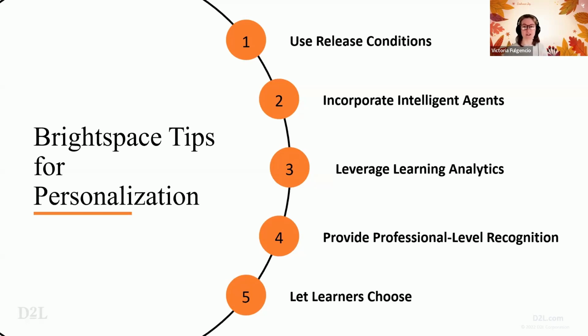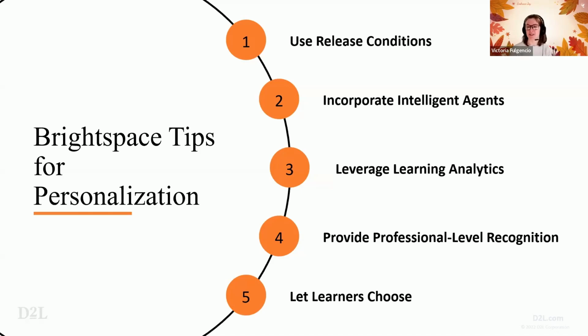Now, personalization is only effective if you can track how it's working. So analytics really are key. Brightspace offers tools like class progress, content reports, and even Data Hub to help you see who's thriving, who might be falling behind, and where content might need to be adjusted. We won't have time to get into those tools today, but we are hoping to do more with those tools in the future.